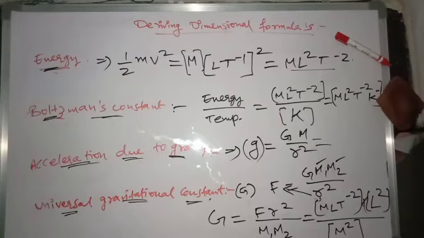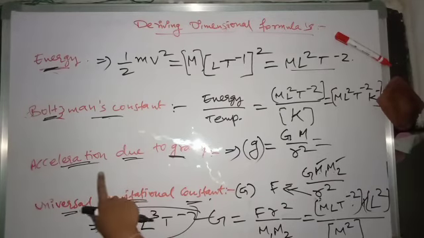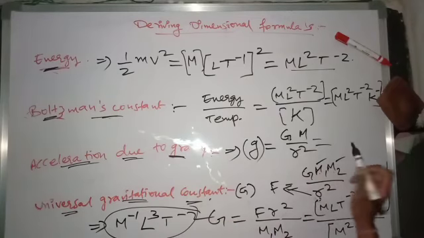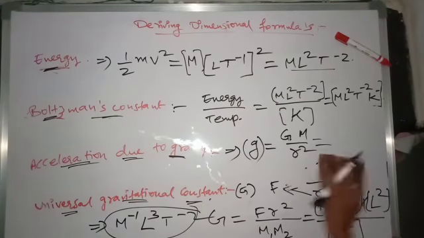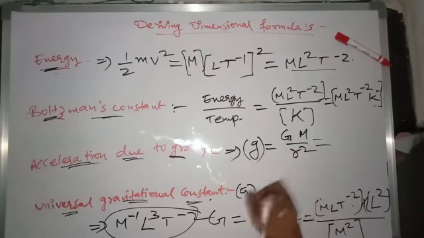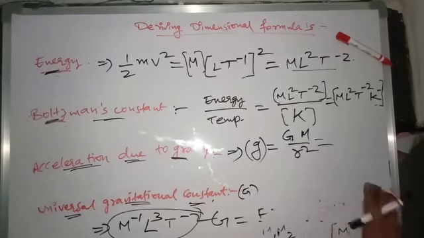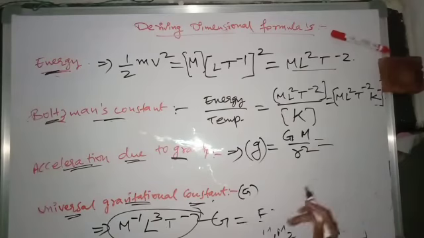Now you just solve this and give me the final answer. M power 1, M power minus 2 will be M power minus 1, into L into L square is L cube, into T power minus 2. This is the dimensional formula for the universal gravitational constant. And coming to the acceleration due to gravity, you just substitute here.